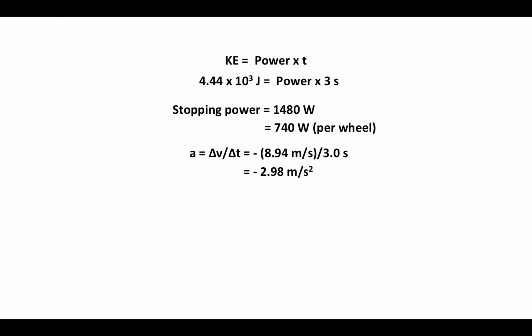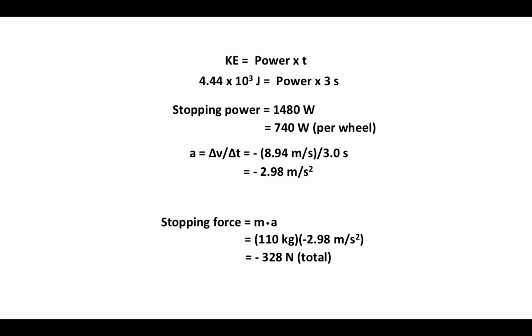My stopping force is going to be mass times acceleration, which is 110 kilograms times negative 2.98 meters per second squared, and that equals a negative 328 newtons total, of which I will distribute that for now equally to each wheel, and that gives me a negative 164 newtons of reverse force that has to be applied at each wheel to stop the bike.